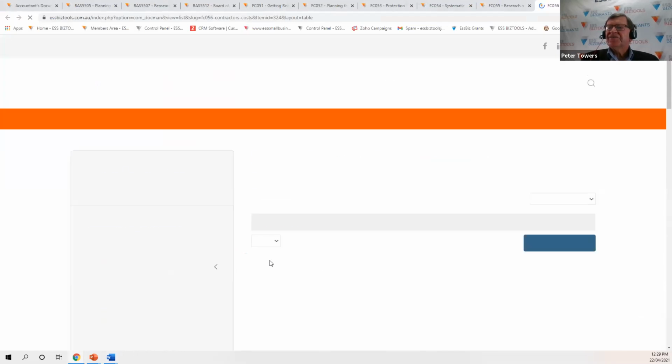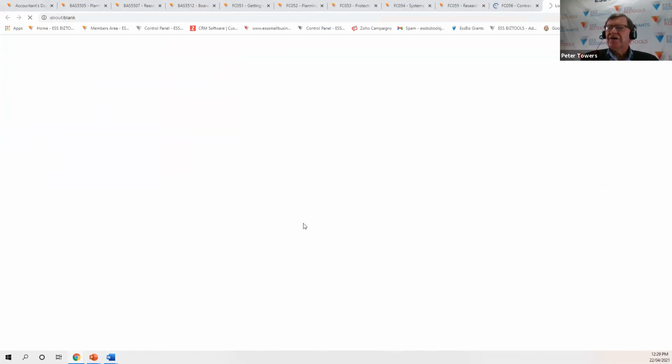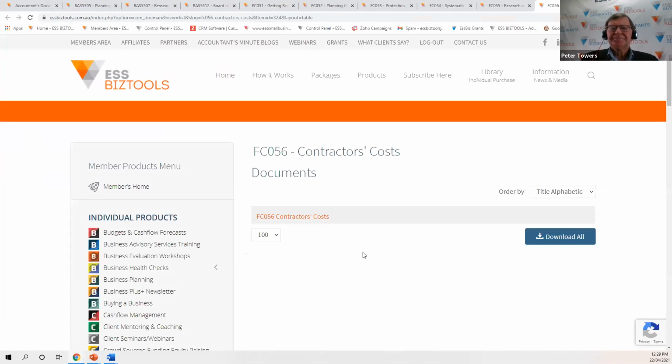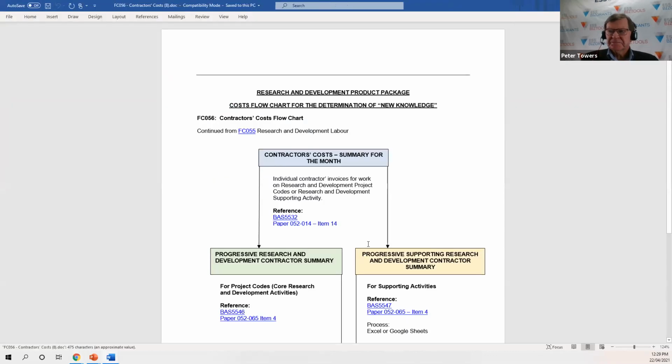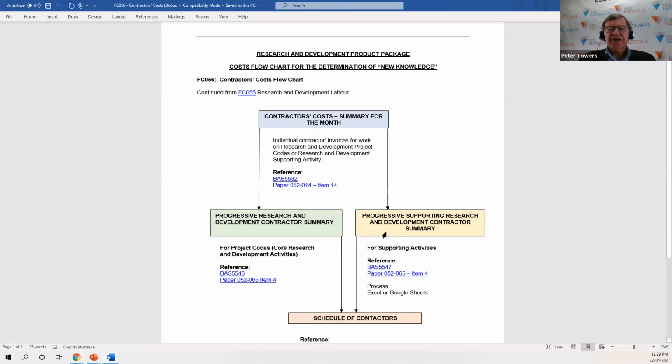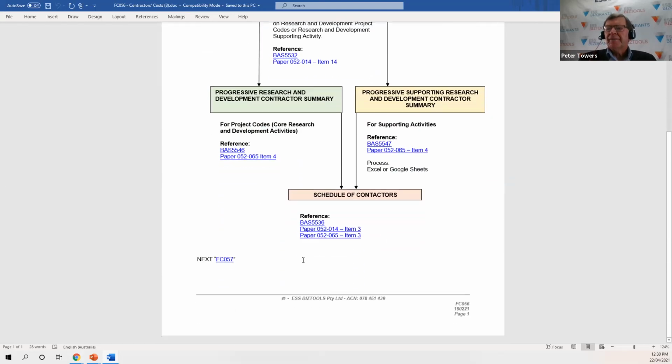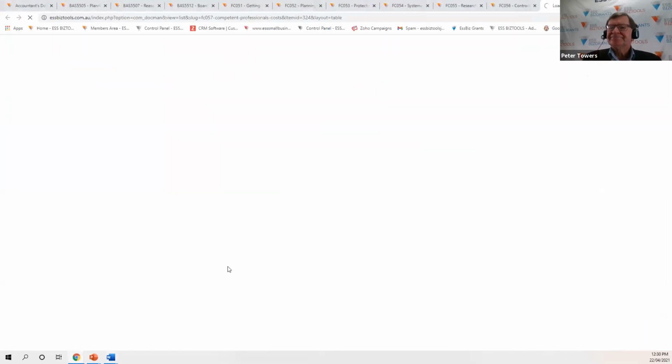Flowchart number 056 is a recording of the contractor's costs. Now, these will be based on tax invoices, not on timesheets, but the contractor will be expected to have supplied the project code number and the task code reference numbers, and have broken down their costs to show where they worked and how much has been charged to each component of the research and development activities.